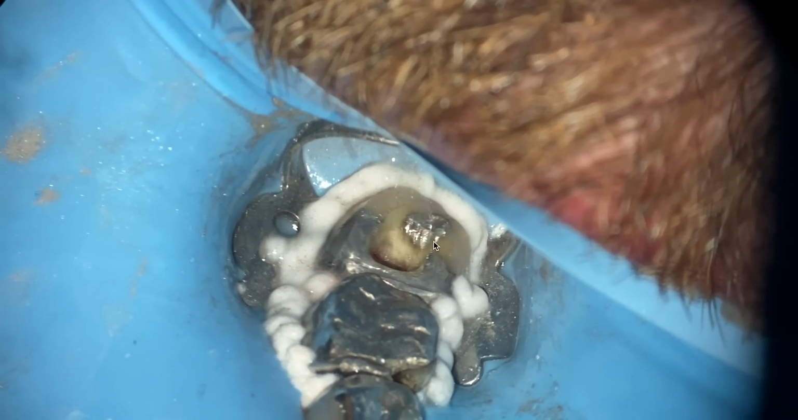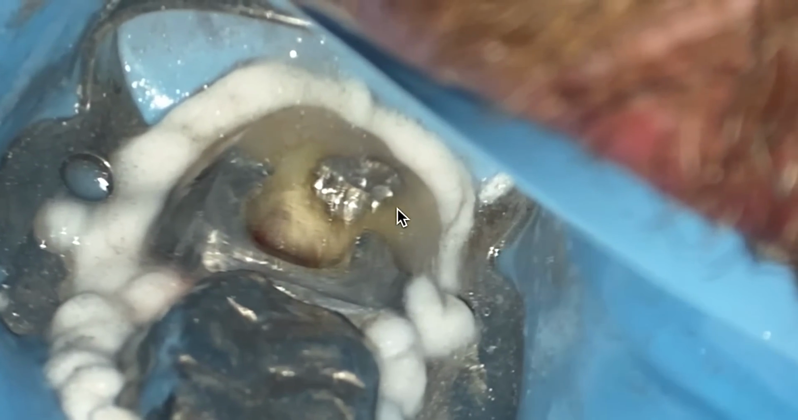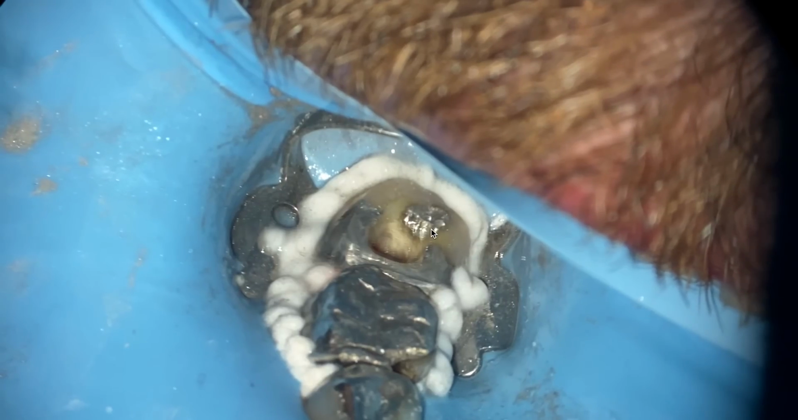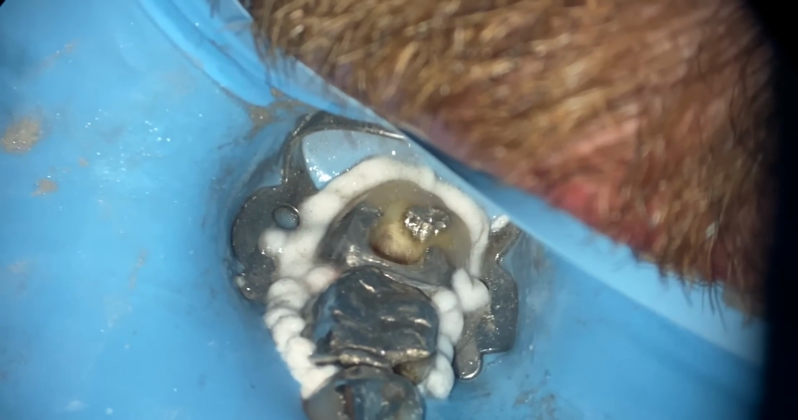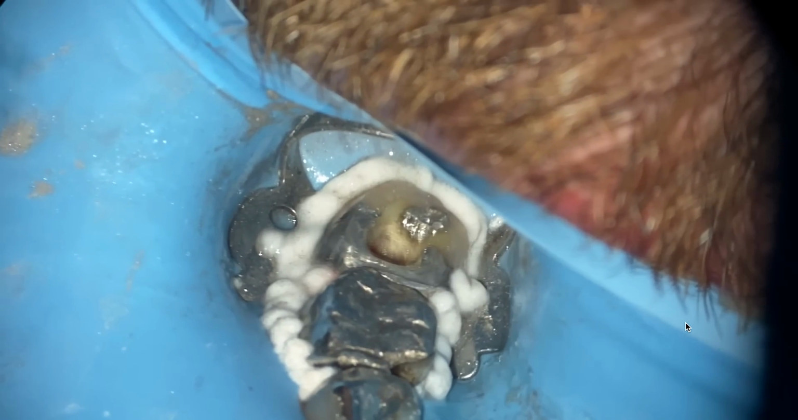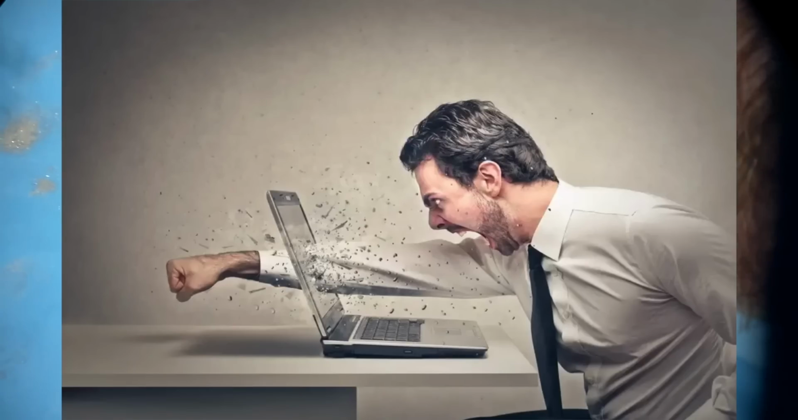One of the things I should have done is remove this amalgam, because potentially if that falls off or fractures off, a little chunk falls in the canal. I've done that. It's fallen down to the apex. Oh my gosh, trying to get that out of there is fairly difficult.